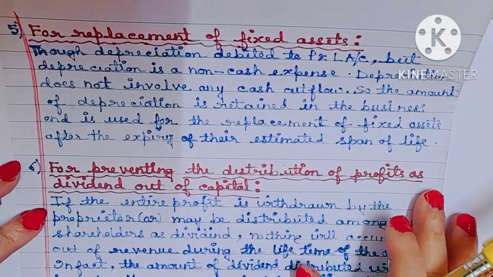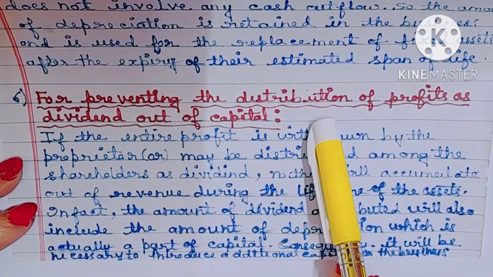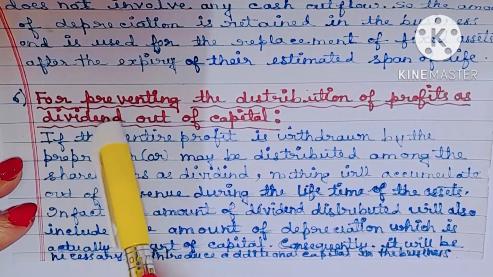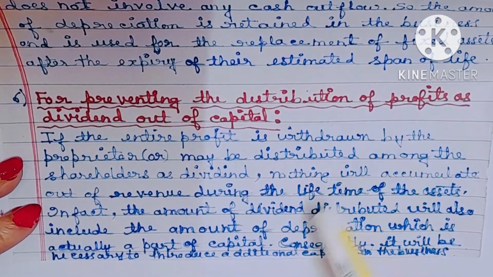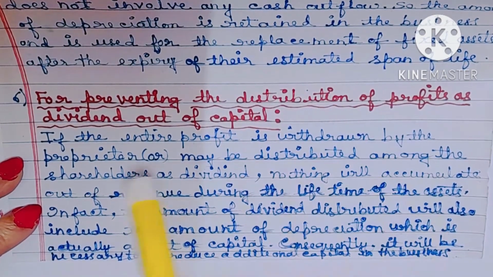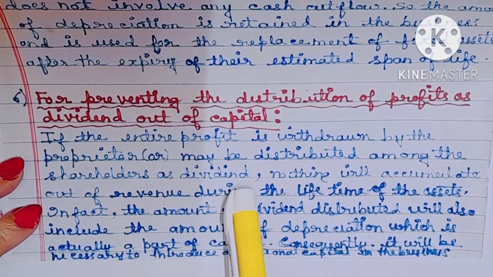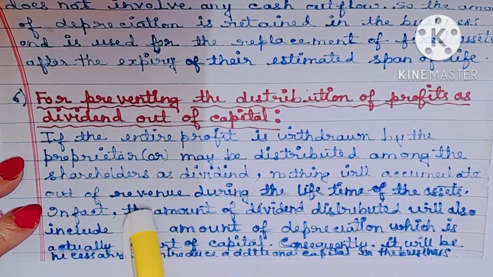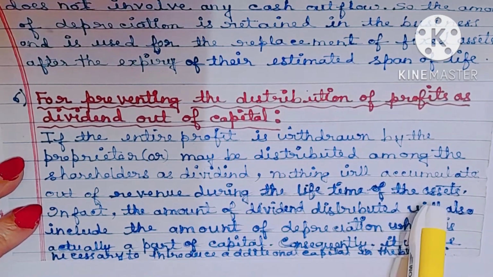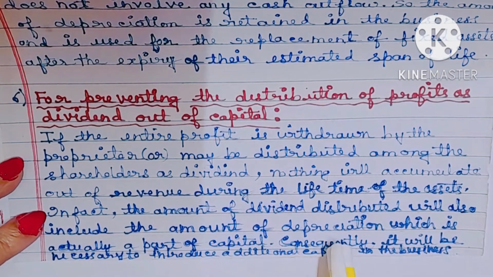Understood? The last reason why depreciation is important. Number 6, or the last one, for preventing the distribution of profits as dividend out of capital. If the entire profit is withdrawn by the proprietor or may be distributed among the shareholders as dividend, nothing will accumulate out of revenue during the lifetime of the assets. In fact, the amount of dividend distributed will also include the amount of depreciation, which is actually a part of capital. Consequently, it will be necessary to introduce additional capital in the business.